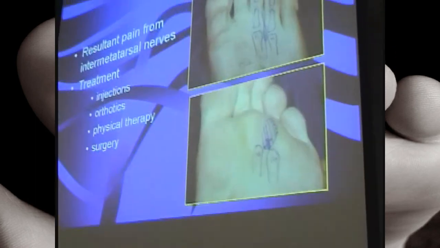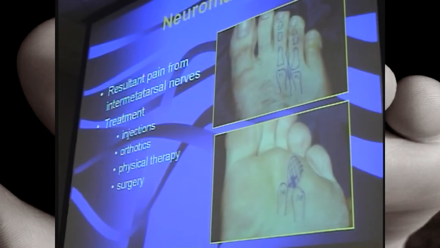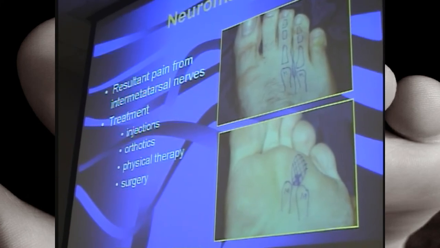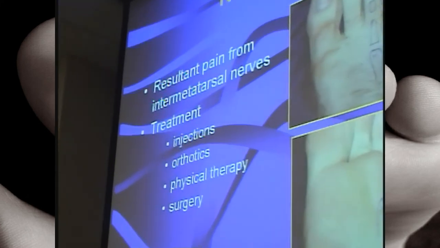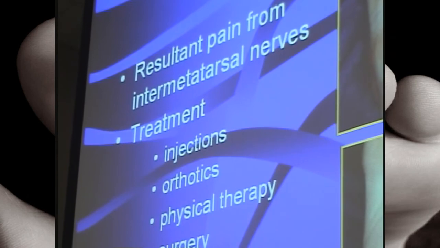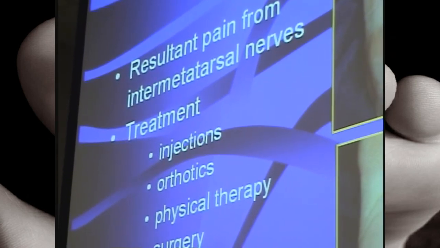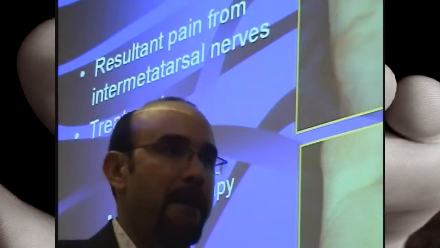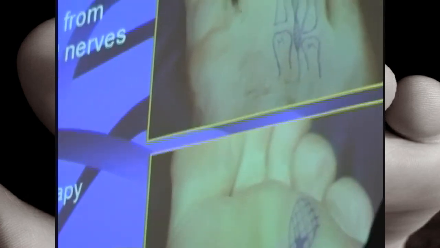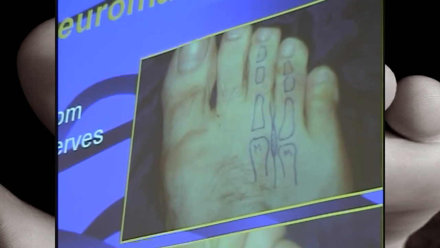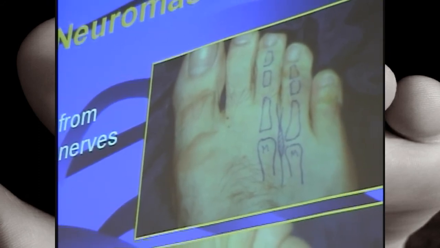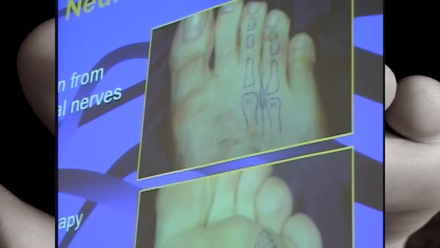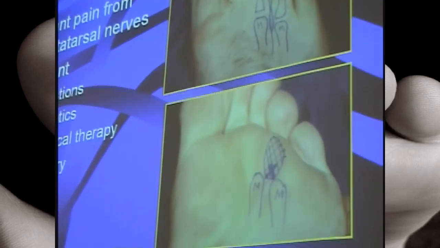Neuromas, that's a nerve entrapment. That's the most common problem you'll get if the patient, or the elderly patient, has pain on the ball of the foot, on the bottom of the foot. That's the most common reason why you get it. It's called a neuroma. We have nerves on the bottom of the foot, and since evolution took us to wear very fancy shoes, now those nerves are exposed to a lot of pressure.